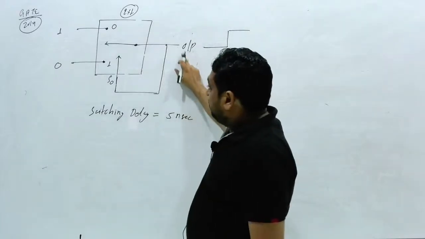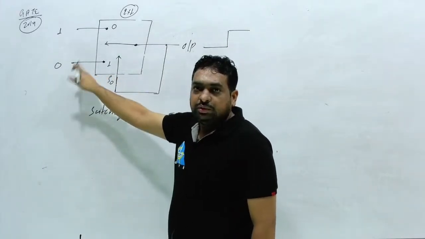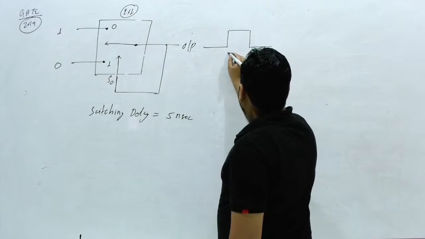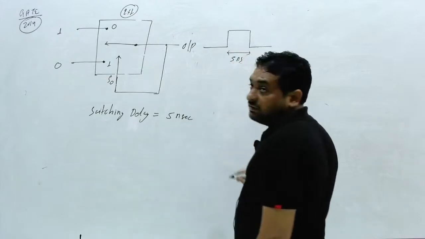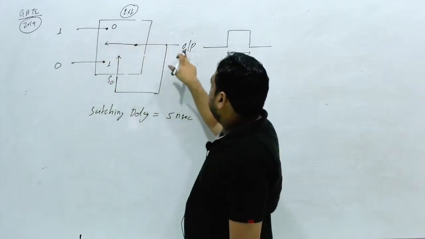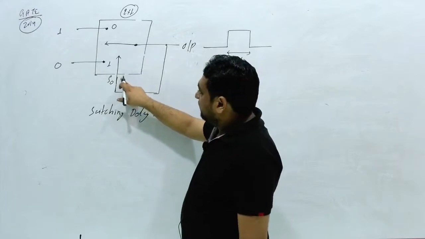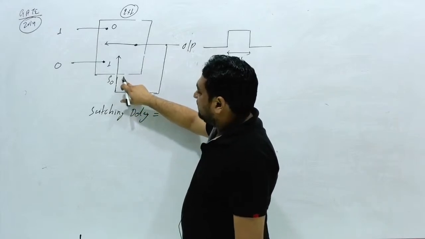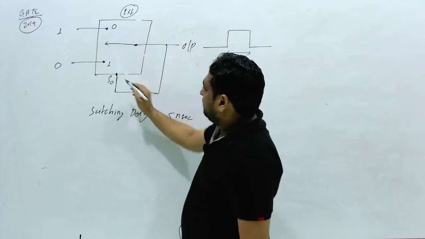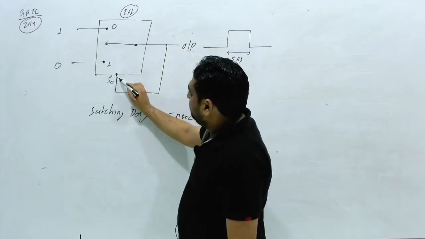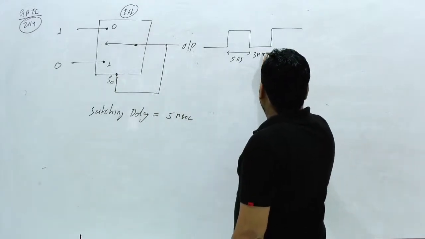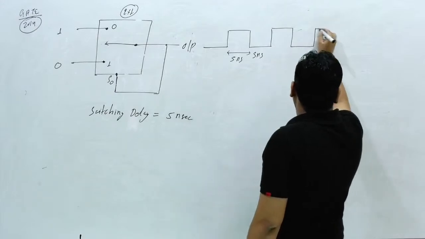Now this output will be 1. If this is 1, this is connected to 0, so again the switch will move to 0. After how much time? 5 nanosecond. So after 5 nanosecond, this will reach 0. Again the switch is at position 1 and the output will be 0. If the selection line is 0, you can connect like this. Again this one will be selected and the output will be 1. After 5 nanosecond, again you will get this kind of output.